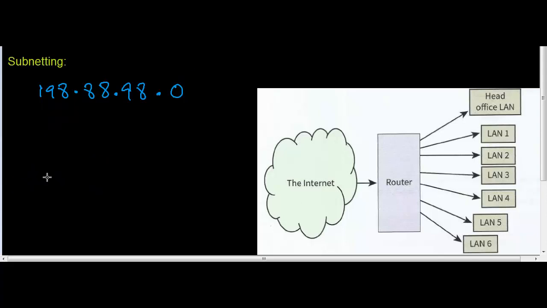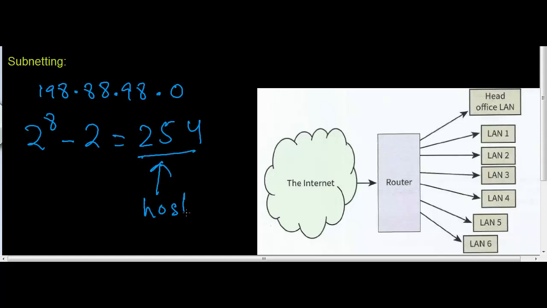With this class C network address, we can have 2 raised to power 8 minus 2, which is basically 254 hosts. So we can have these many hosts. What we should remember is that on a class C network we have 8 host bits. So with 8 host bits we can use this formula to determine how many hosts we can have on this class C network.